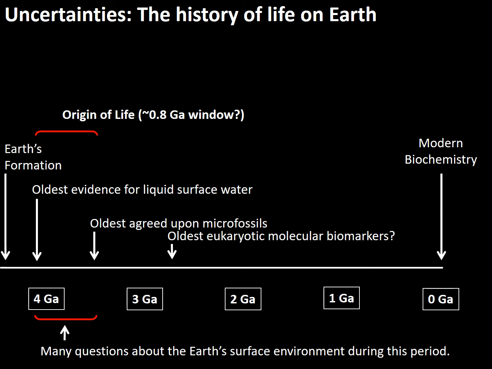to when we think the Earth's surface conditions had calmed enough to allow for the existence of liquid surface water. And if we think of these two events, the existence of surface water and the oldest agreed upon evidence for life, being bookends for the origin of life process, this gives us about an 800 million year window for this process to occur. And what's important about this is, as we've heard in some of the previous talks, there's a lot of questions that are still unanswered about the Earth's surface environment during this period.